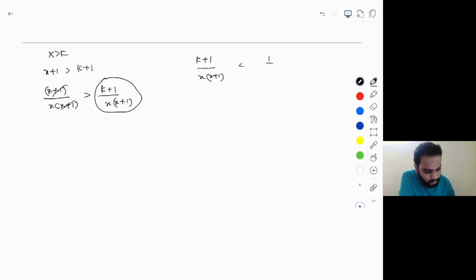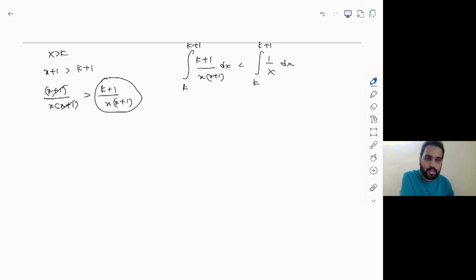is less than 1 by x, but we need the integration of this from k to k plus 1. So integral k to k plus 1 dx, here also integral k to k plus 1 dx. Now you see the advantage, right? Because this right hand side part is easily integrable. So let's do that. So this is lesser than ln of x, where limits are from k to k plus 1.